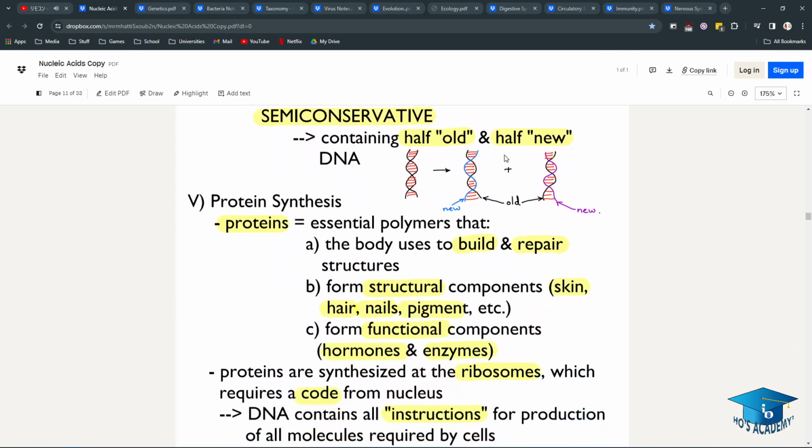And this is done to prevent mutations and to ensure that DNA is replicated the exact same way every time.